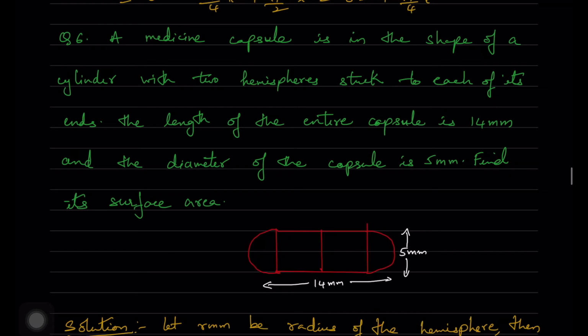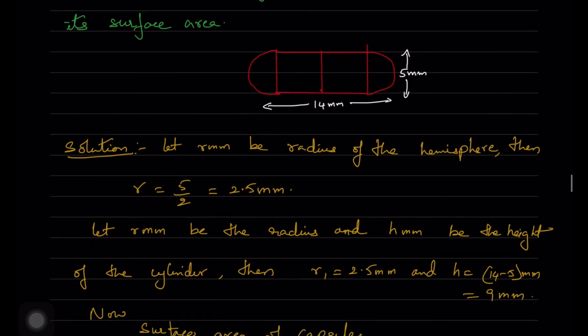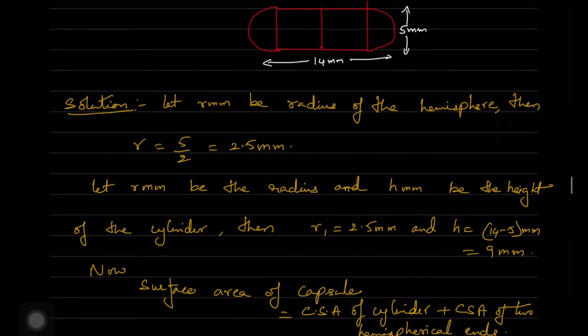Now sixth question, a medicine capsule is in the shape of a cylinder with two hemispheres stuck to each of its ends. So the length of the entire capsule is 14 mm and the diameter of the capsule is 5 mm. Find its surface area. So now here let r mm be radius of the hemisphere, then r is equal to 5 by 2, that is diameter is 5, isn't it? So for that, if you take by 2, you will get the radius, that is 2.5 mm.